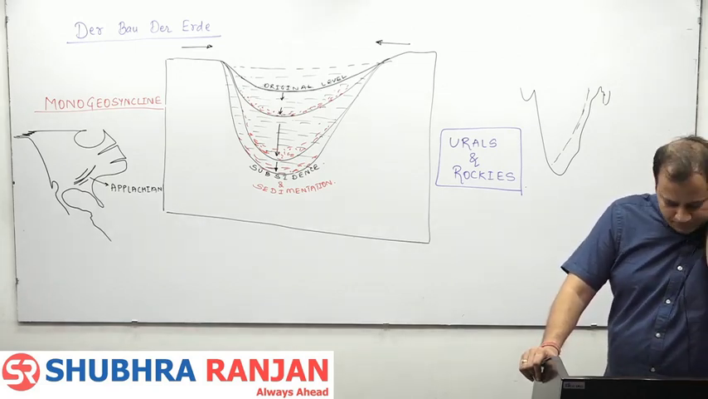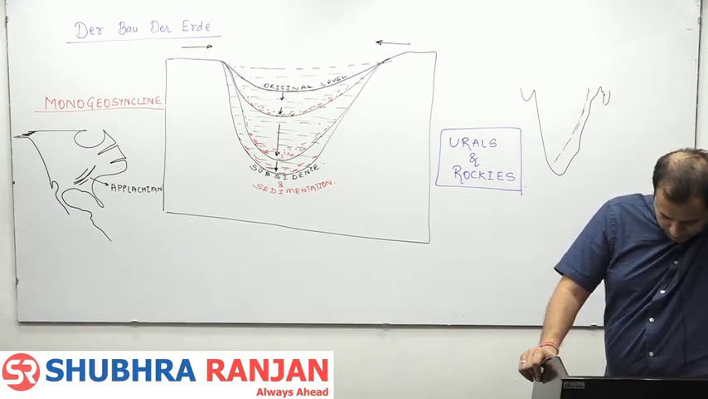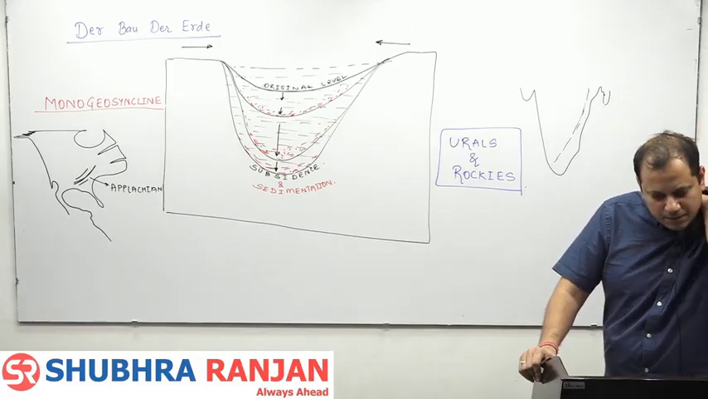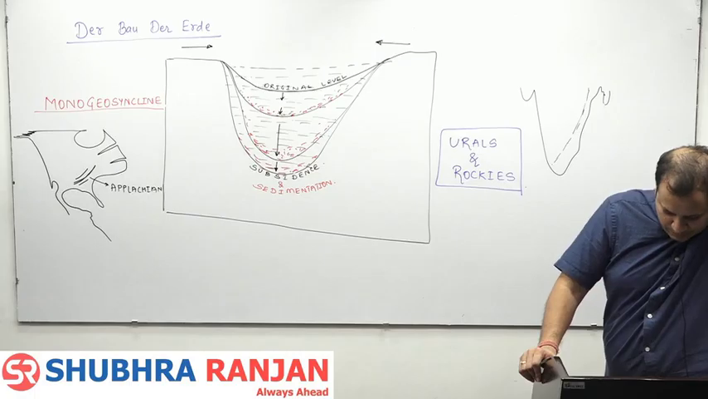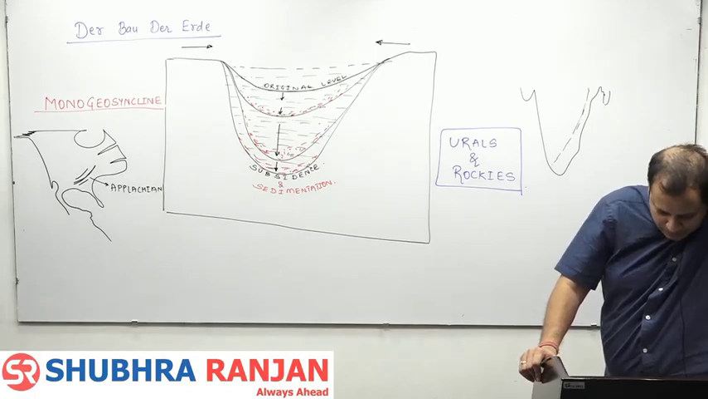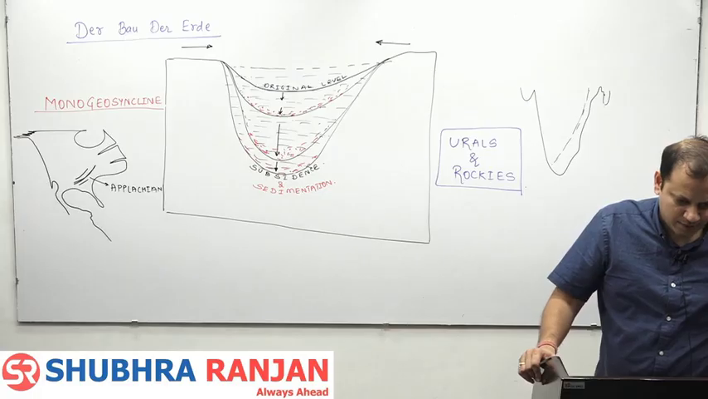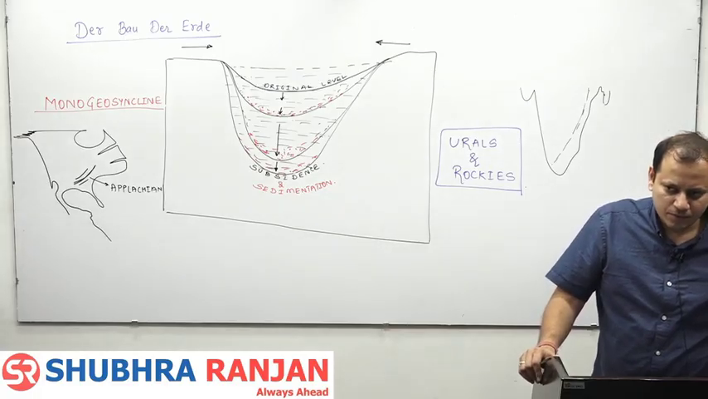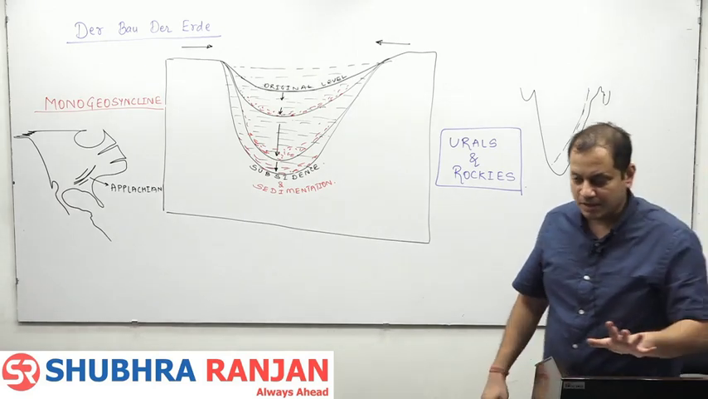According to Kober, the two rigid land masses move towards each other. Q, subsidence. Don't write. Q, subsidence.